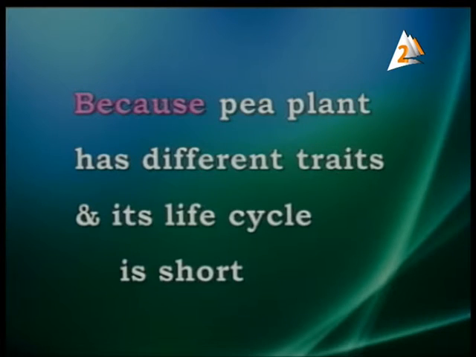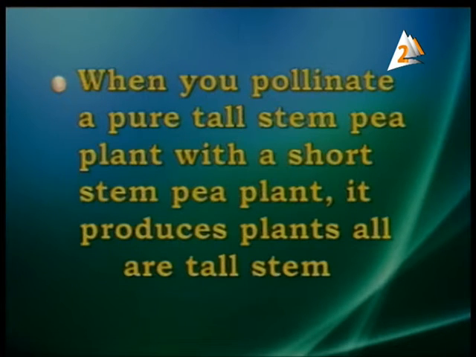So the life cycle here is short because what? Because it takes 3 months maximum to make another new plant. So he chose the pea plant for its different traits and short life cycle. After that, when you pollinate a pure tall stem pea plant with a short stem pea plant, it produces plants, all of them tall stem.